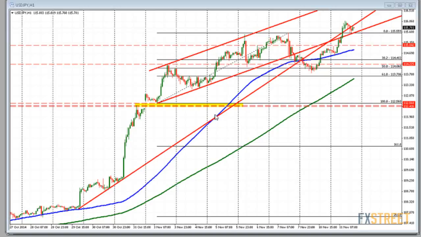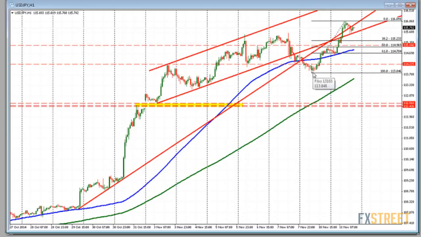And so a lot of times I use the Fibonacci retracements to measure the trend-like moves. Right now, I would put this as a trend-like move, a move to the upside, a very small correction, a move to the upside. And what determines a trend-like move? Buyers overwhelming sellers.